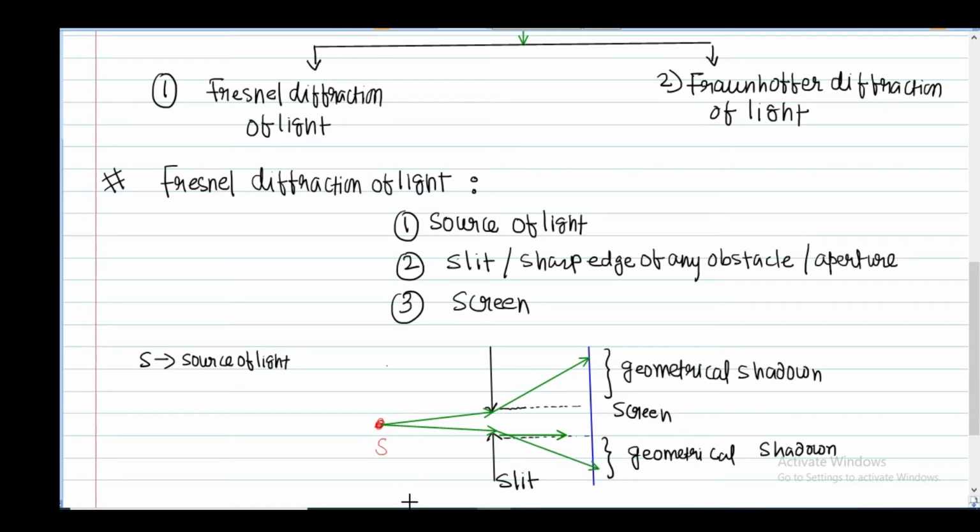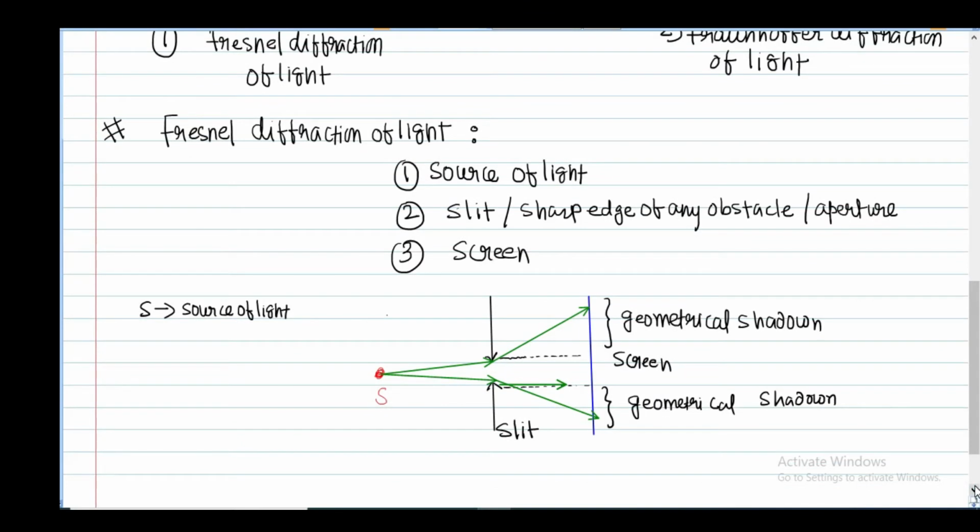So such type of diffraction of light is known as Fresnel diffraction of light, in which the source of light, the slit or obstacle, and the screen are all placed at a finite distance with respect to each other.